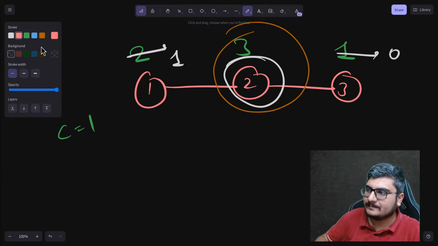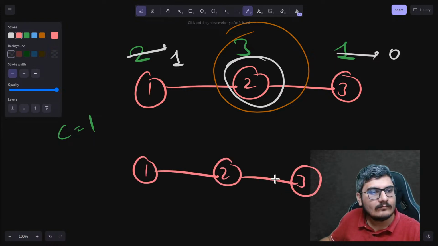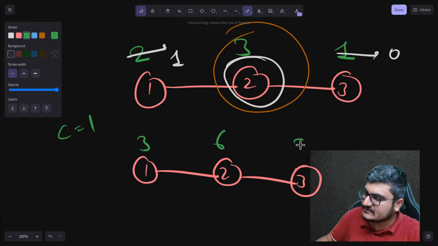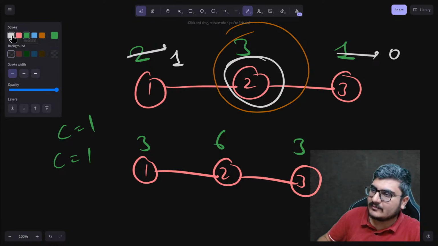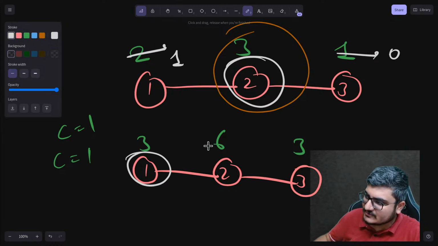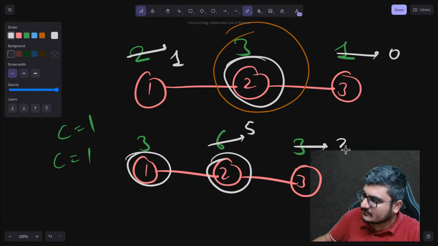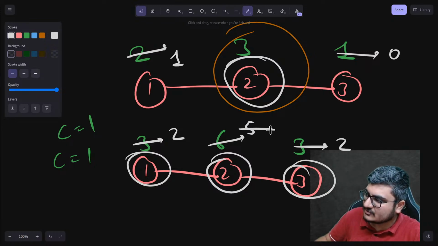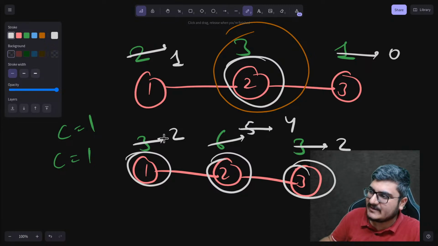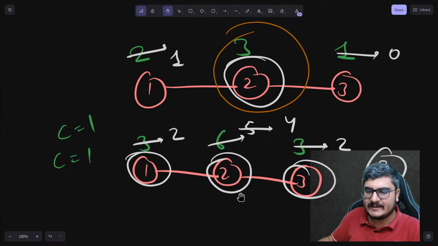Another example is the same. We have 1, 2 and 3. This place has gold 3, this place has gold 6, this place has gold 3, and we again have c equal to 1. Now the idea is to first make this place a safe place. So this 6 changes to 5. Then make this a safe place. So this changes to 2. This also changes to 2. Then also make this a safe place. So this changes to 4. And overall you will have at the end of the day 2 plus 4 plus 4, 8. This was the idea.